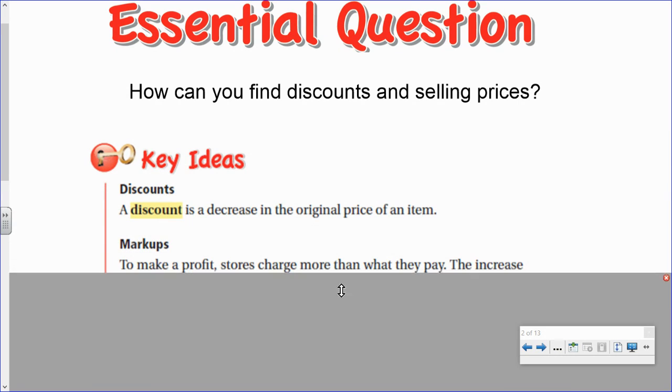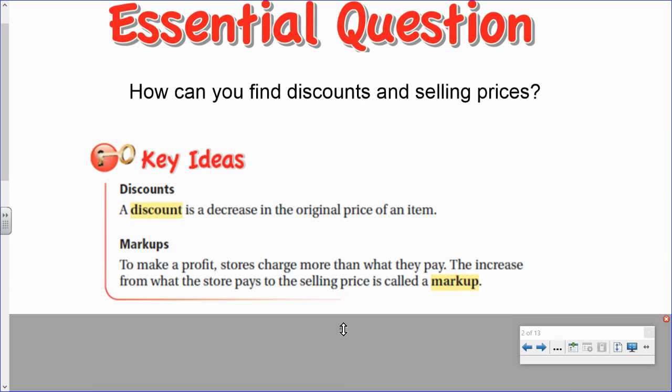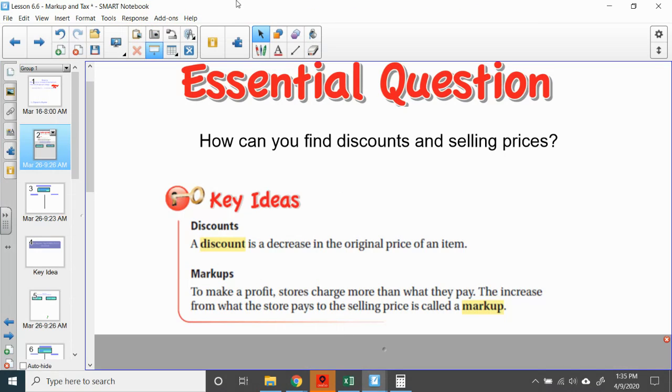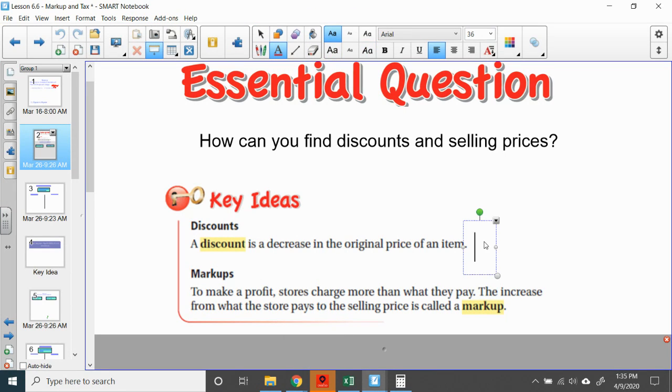So a couple of key ideas. A discount is when there is a decrease in the original price. So you probably see some of you get ads from Kohl's and they always have a coupon that's worth like 20% off an item or 30% off. Those are all discounts. When we do discounts, we are going to subtract. So that's going to be important for you guys to note that with discounts you will subtract.